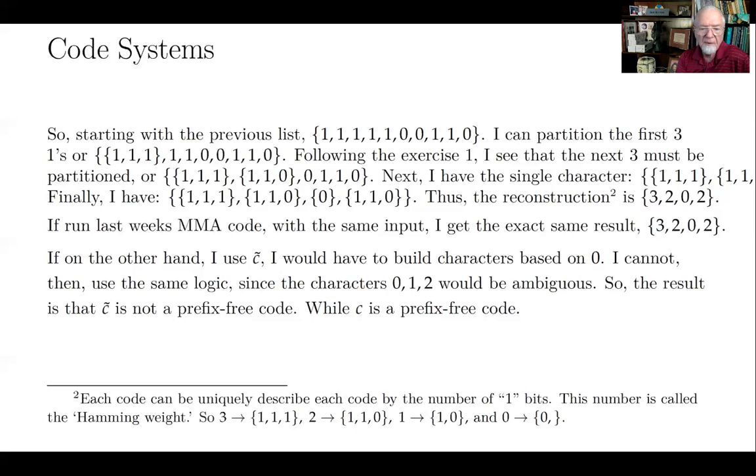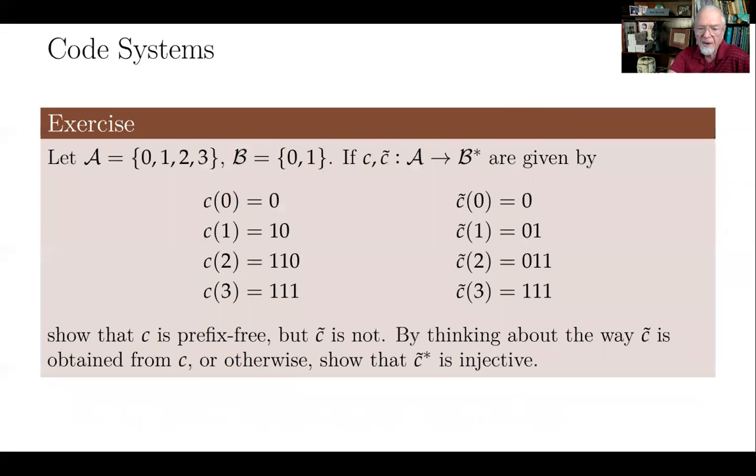If you were to use C tilde and reversed the order of these, there would be a number of zeros. Let me go up here. So 1 is not unique. So you could use a subset, the 0, 1, and 2 with 0 as a prefix. And that would work fine.